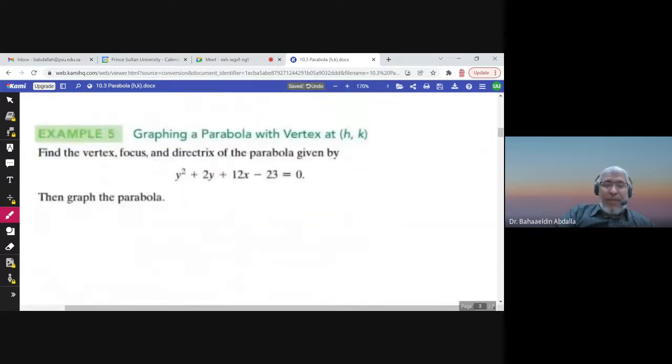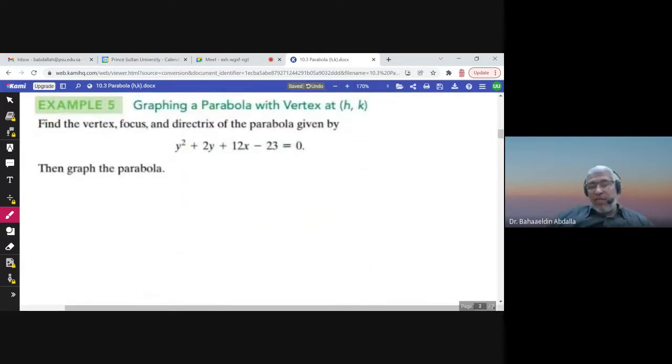Okay. Find the vertex, focus, and directrix of the parabola given by this equation. Now it's expanded, okay? And we need to complete the square to write the equation in the standard form. Notice that immediately I understand that this is a parabola because I have y square, but I don't have x square, I have only x. So this parabola would be y square. So you know, I keep y square on one side and take the others to the other side.